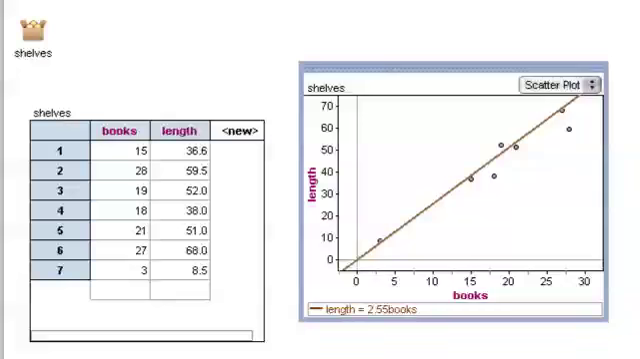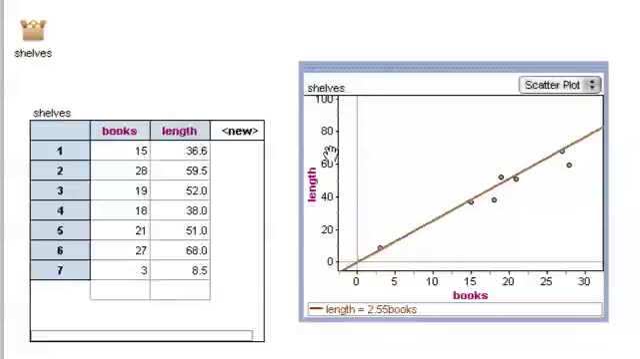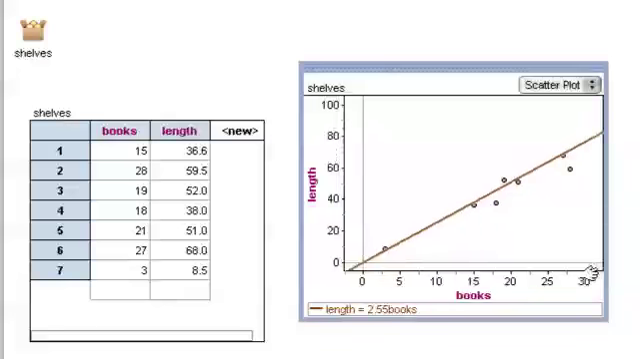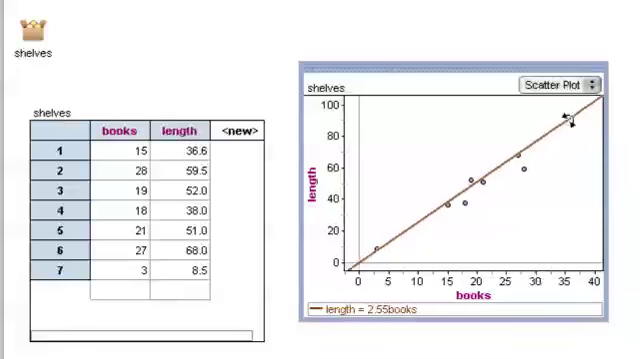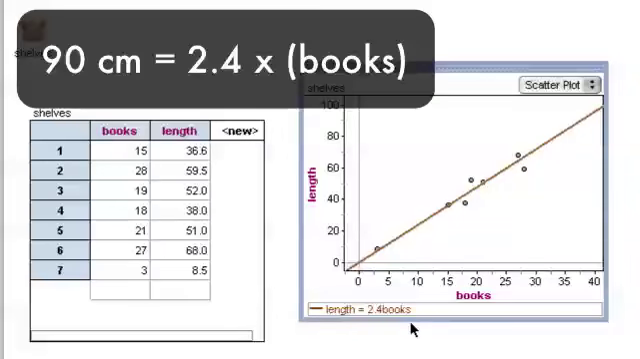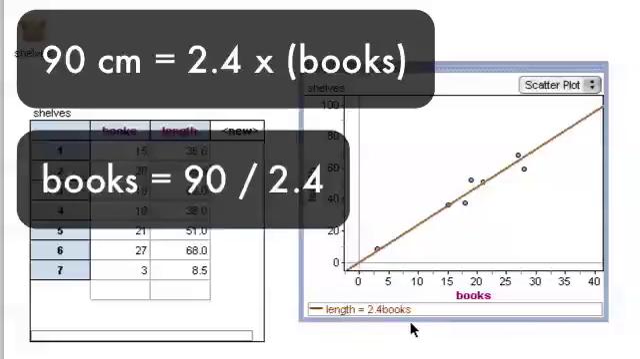And again, there are two strategies. One of them is to look on the graph and see where 90 centimeters is. So here I've got 90 centimeters kind of up near the top. Looks like if I go a little farther out, somewhere around in here, 35-ish books is going to be 90 centimeters. But once again, I can also use the formula. So if I have length equals 2.4 times books, I'll have 90 centimeters is 2.4 times books. Oh, books is 90 divided by 2.4.